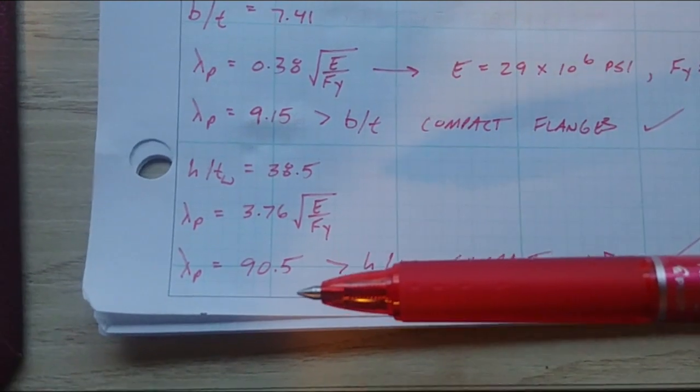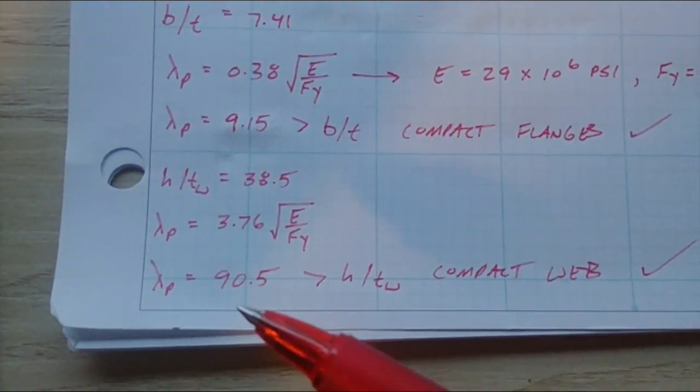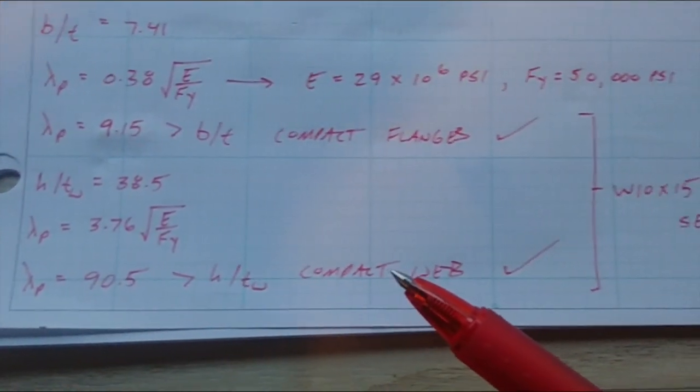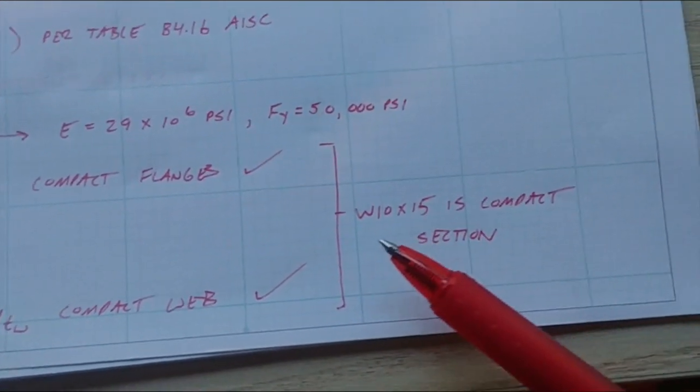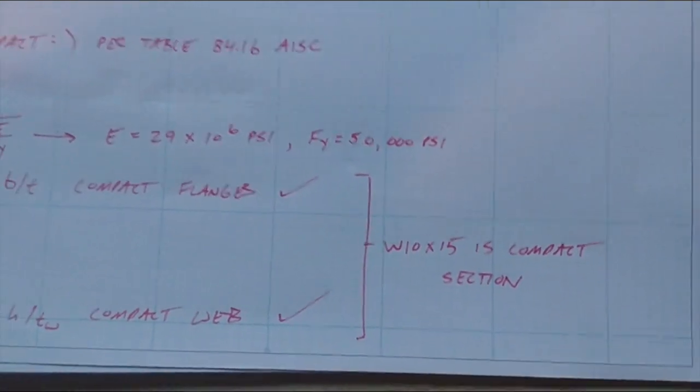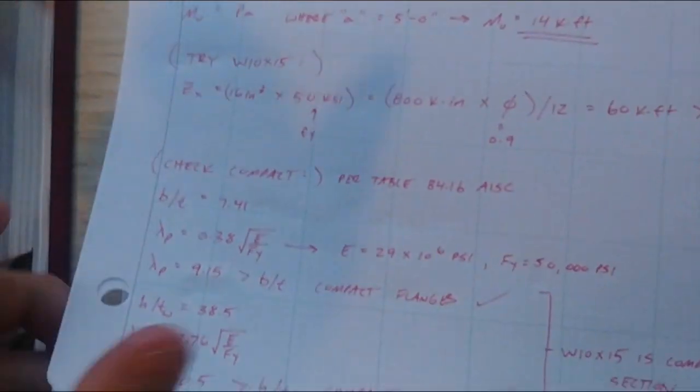38.5, lambda P equals 90.5. Lambda P is greater than h over tw, so it means your web is compact as well. Both are compact. So our W10x15 is a compact section. All right, cool. So moving on.